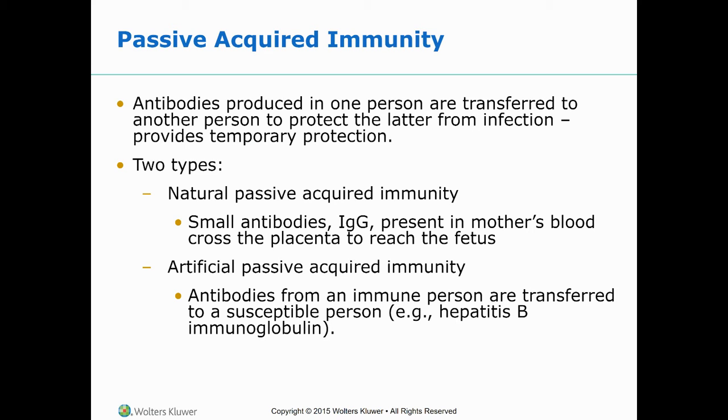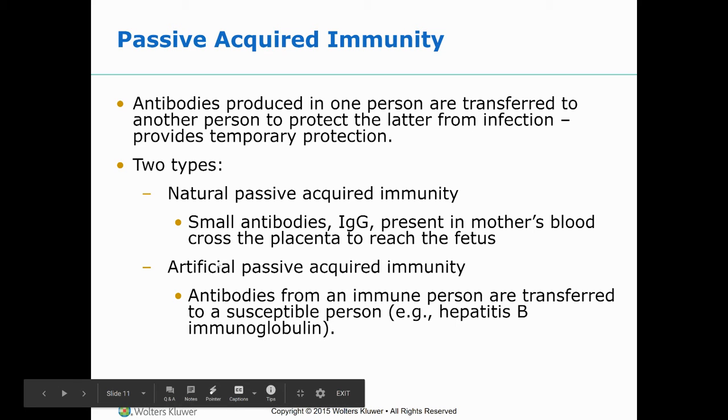Okay, so passive acquired immunity. An example of this, like I said, is antibodies transferred from an immune person to a susceptible person.